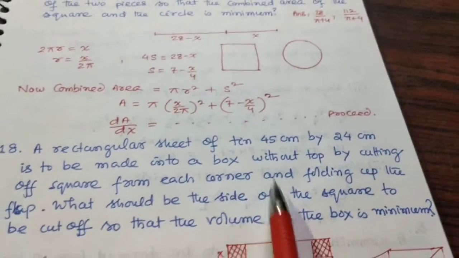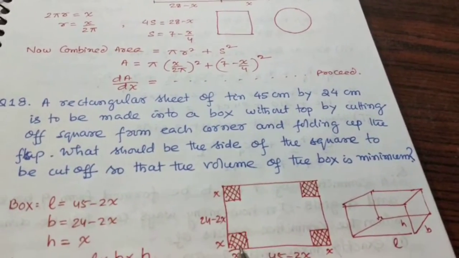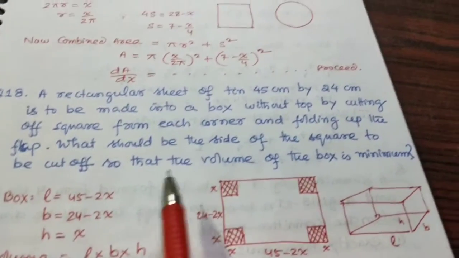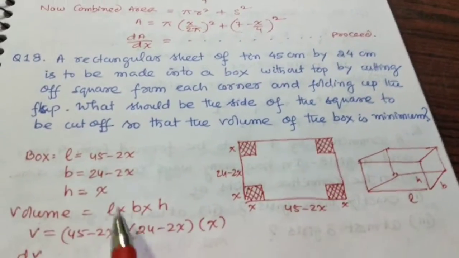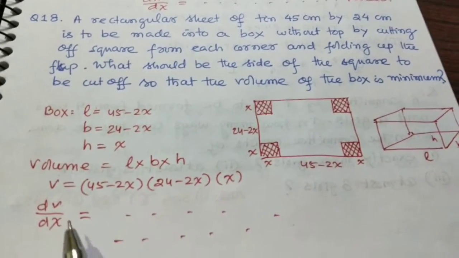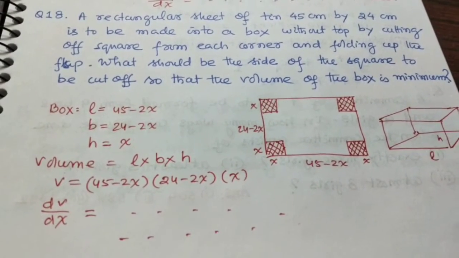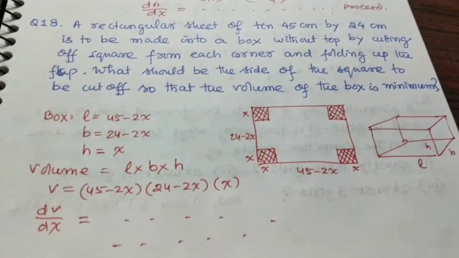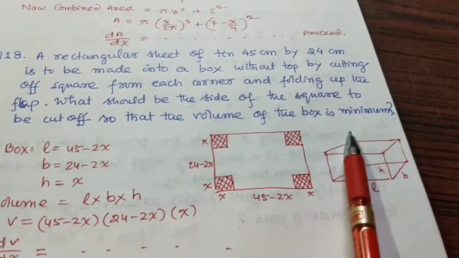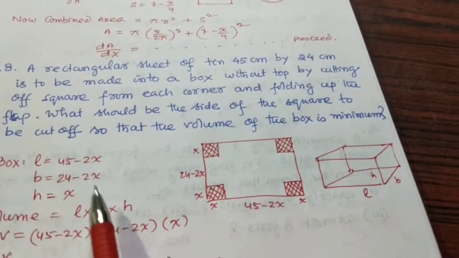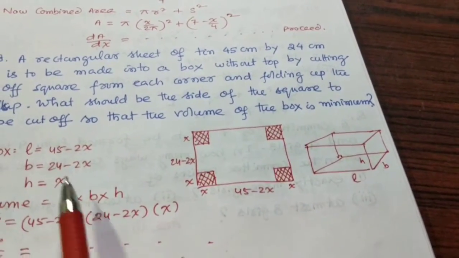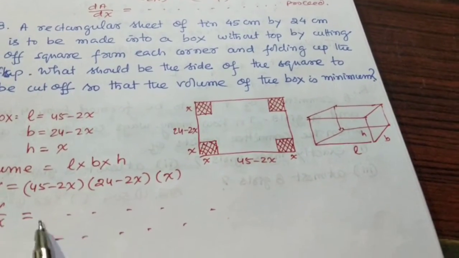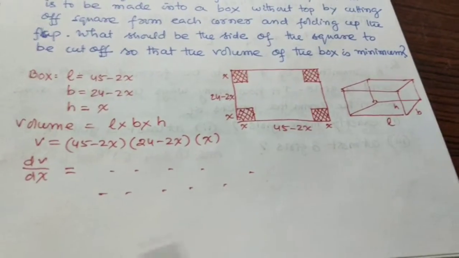A rectangular sheet is given. You will cut square pieces from the four corners, and then make an open box, so that the volume of the box is minimum. That means when you go for dV by dx and then the second order derivative, d squared V by dx squared, it will come positive, because the volume is minimum. We take length, breadth, and x is cut, so length, breadth, and height. Volume will be length into breadth into height. Calculate dV by dx and put it equal to 0. The procedure will be the same. You will do this.